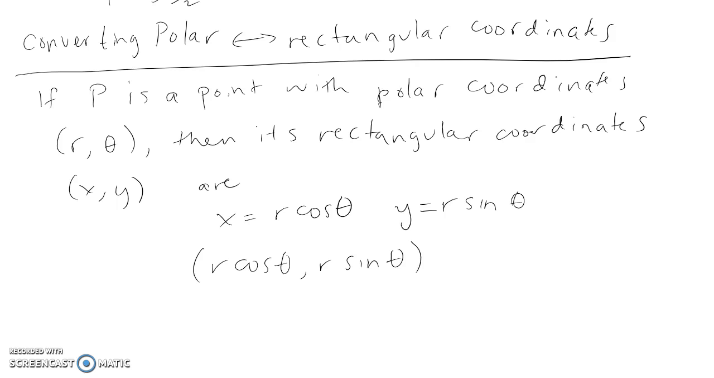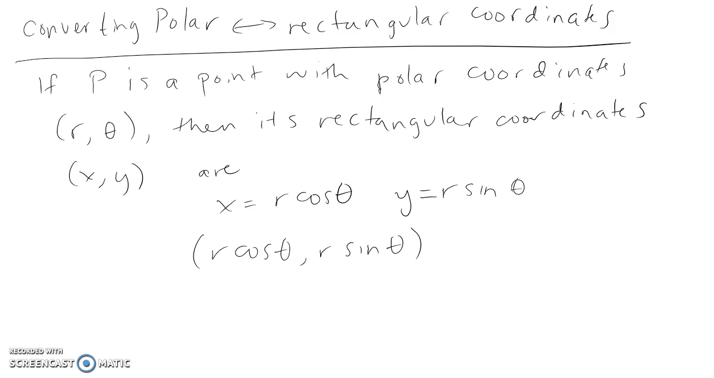So you might be saying, where does this come from? Well, let's recall something. Remember when we were first learning trig and we said that sine theta is equal to y over r, right? And cosine theta was x over r.